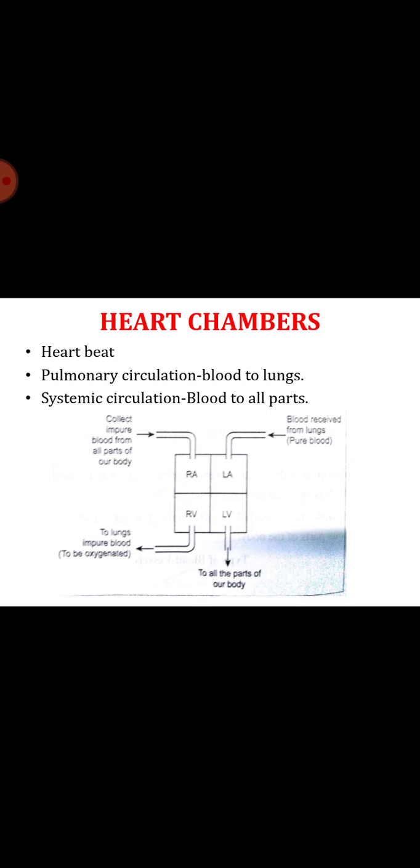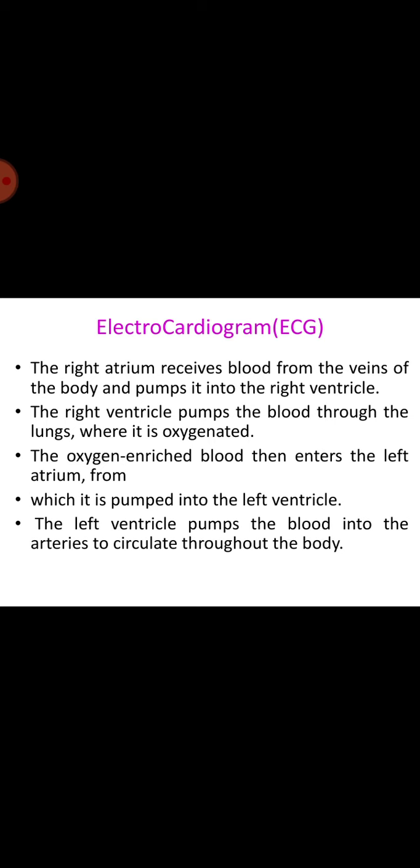Here is a diagram which shows how the blood enters the heart, is pumped to the lungs, is received again from the lungs, and is then sent to the other parts of the body. The right atrium receives the blood from the veins of the body and pumps it into the right ventricle. The right ventricle pumps the blood through the lungs where it is oxygenated. The oxygen-enriched blood then enters the left atrium, from which it is pumped into the left ventricle. The left ventricle pumps the blood into the arteries to circulate throughout the body.